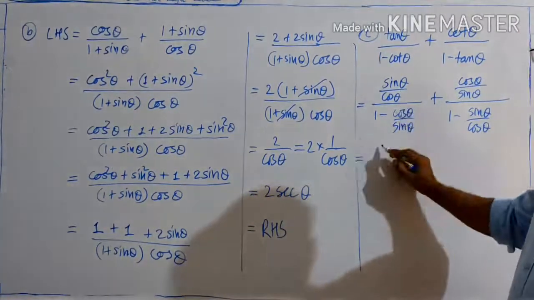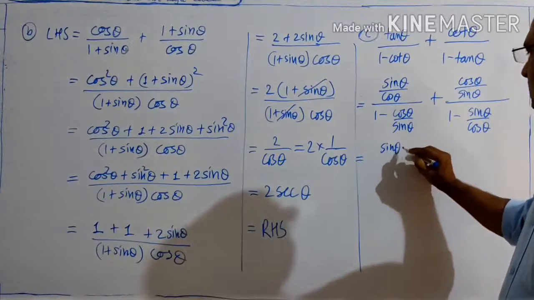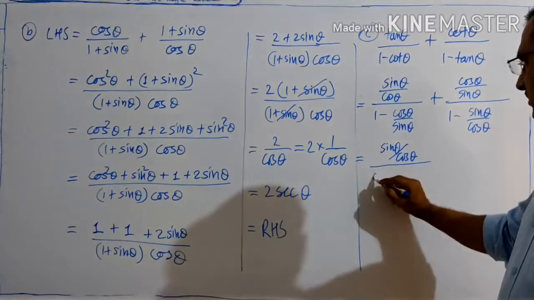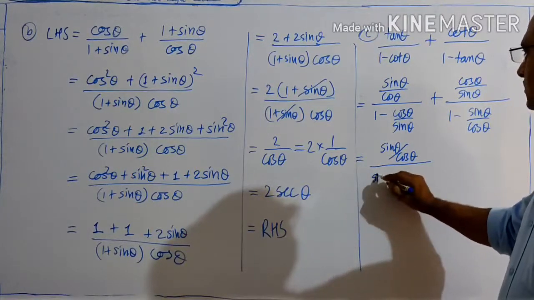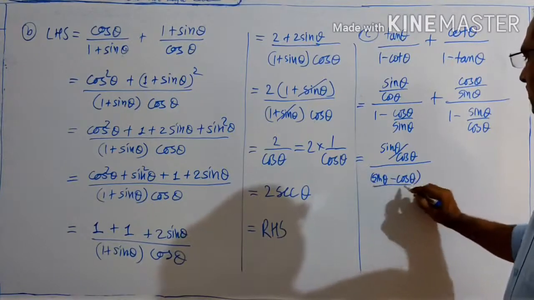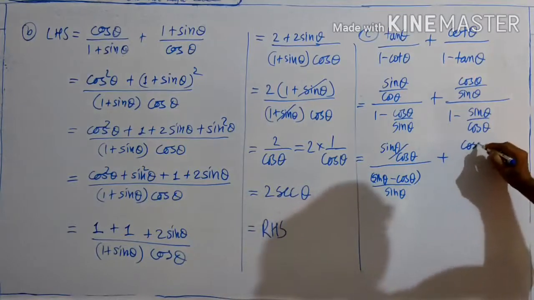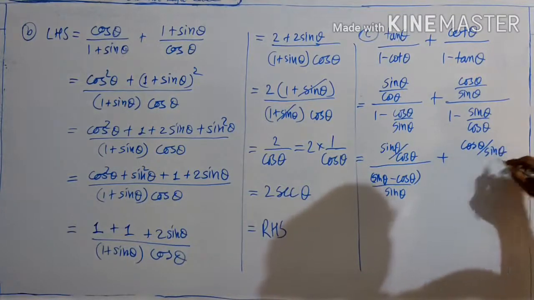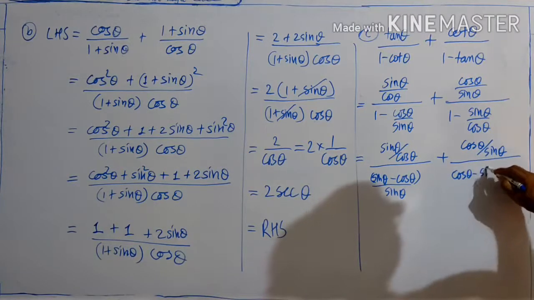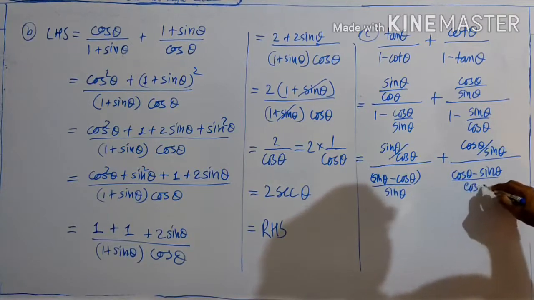Now we can simplify the numerator first of all, here as it is sin theta upon cos theta, and the denominator taking LCM, here we will get (sin theta minus cos theta) divided by sin theta. Same way here, plus numerator as it is cos theta upon sin theta, divided by, here we will get (cos theta minus sin theta) divided by cos theta.